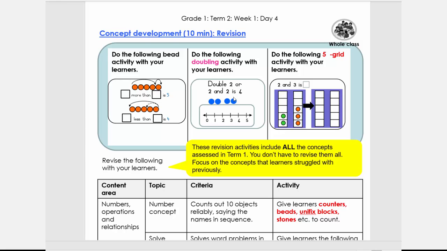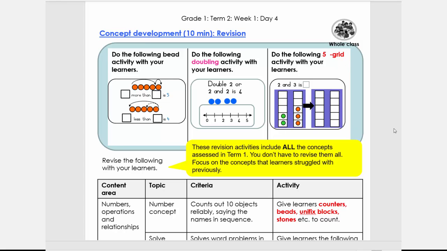Then the next activity is where you're going to say double 2, or 2 and 2 is 4. So very important when you're going to double 2 that they understand that the word double means we're going to say 2 and 2. Double 1 means 1 and 1. So we just stay between the number range 0 and 5. So we're only going to work with double 1 and double 2. Nothing wrong to challenge them and ask them a double 3.